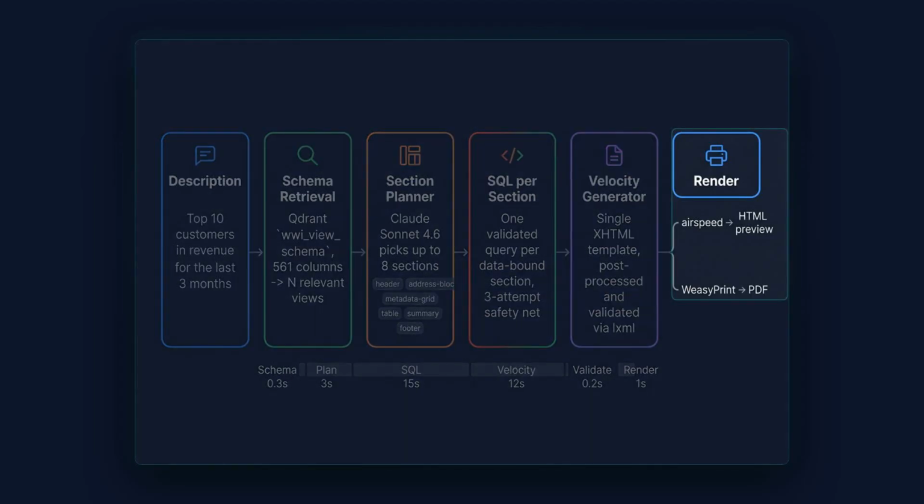Then it renders 2 ways from the same template. Apache Velocity, through a pure Python engine called Airspeed, produces the HTML preview. WheezyPrint turns that same template into the PDF.